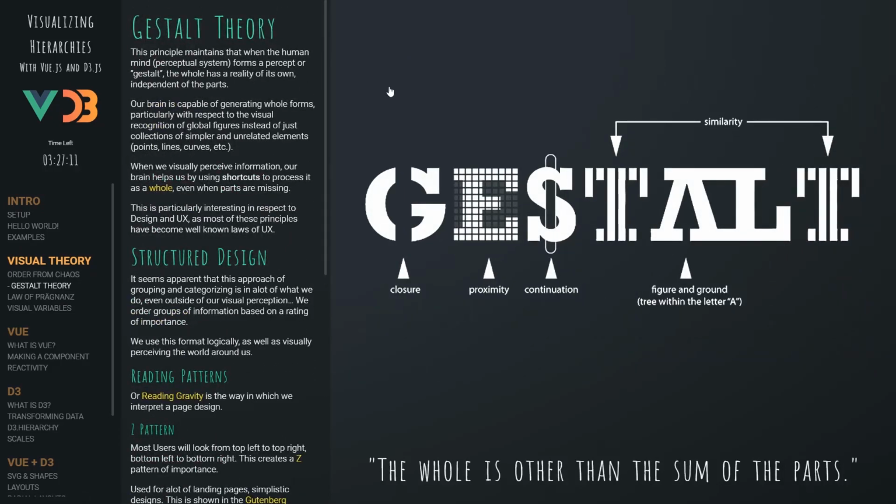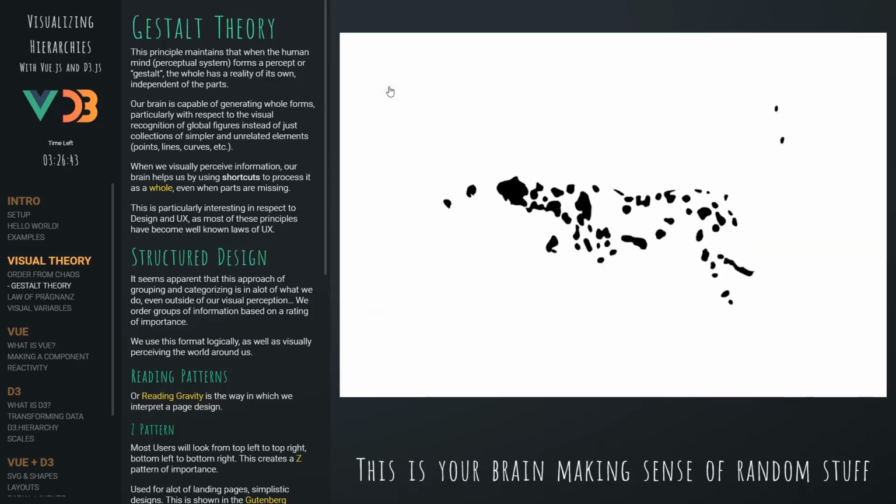Gestalt Theory. Gestalt Theory is a principle that maintains that when the human mind forms a perception or a percept or gestalt, the whole has a reality of its own, independent of the parts. So this means that our brain is capable of generating whole forms of things, particularly with respect to visual recognition, of global figures instead of just collections of simpler and unrelated elements.